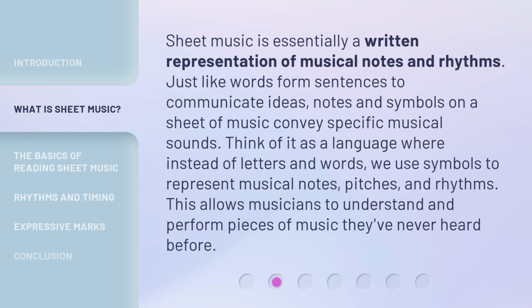Sheet music is essentially a written representation of musical notes and rhythms. Just like words form sentences to communicate ideas, notes and symbols on a sheet of music convey specific musical sounds. Think of it as a language where instead of letters and words, we use symbols to represent musical notes, pitches, and rhythms. This allows musicians to understand and perform pieces of music they've never heard before.